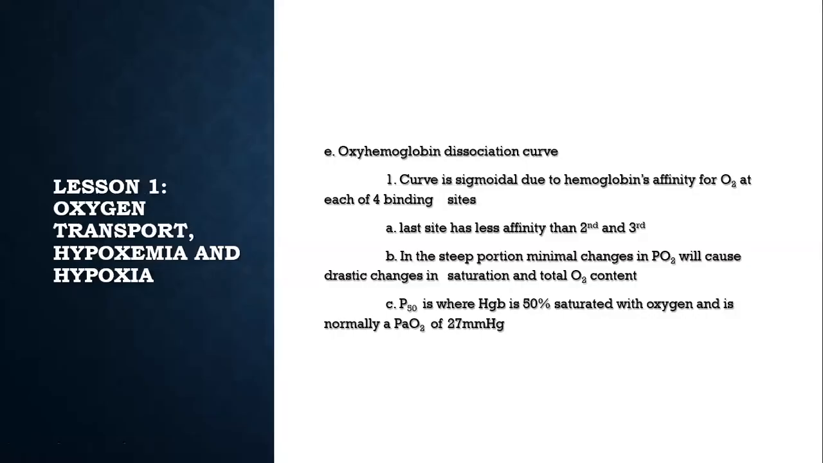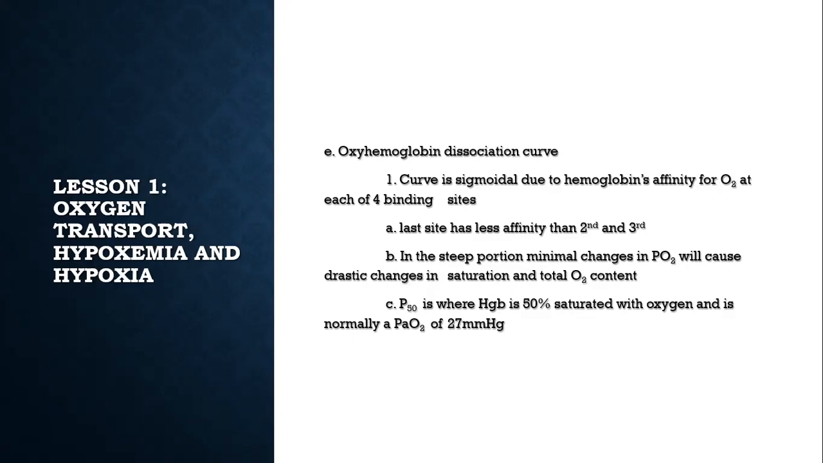All right, the oxyhemoglobin dissociation curve. I have a picture of the curve in your reading. The curve is sigmoidal, S-shaped, due to the hemoglobin's affinity for oxygen at each of the 4 binding sites. Remember, hemoglobin has 4 sites that pick up oxygen. Whenever it's around oxygen, it attracts those 4 molecules of oxygen. In the steep portion, minimal changes in PO2 cause drastic changes in the saturation and total O2 content.